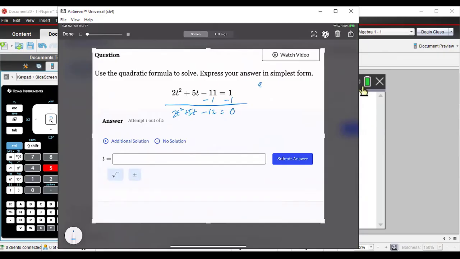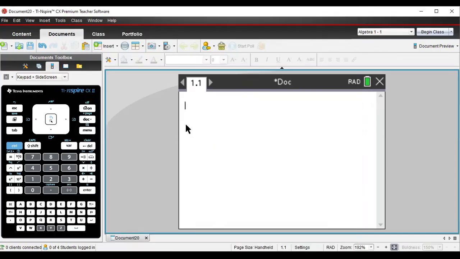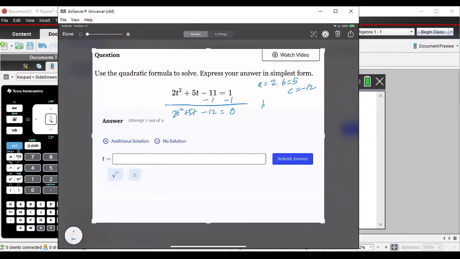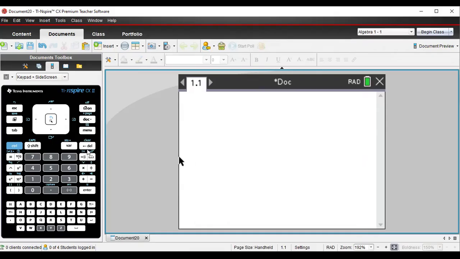Now, from here, I'm going to take the a. The a is 2, the b is 5, and the c is negative 12. I'm going to store those, and I'm going to look at the determinant, the b squared minus 4ac. I need to know what that is, and then I need to know if it's a perfect square. If it isn't, I have to be able to simplify it if it can be.